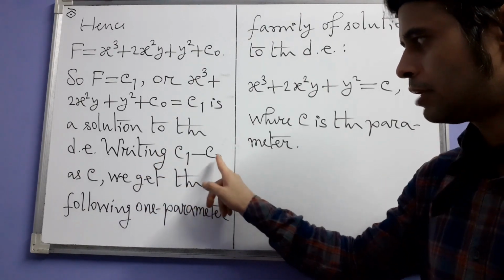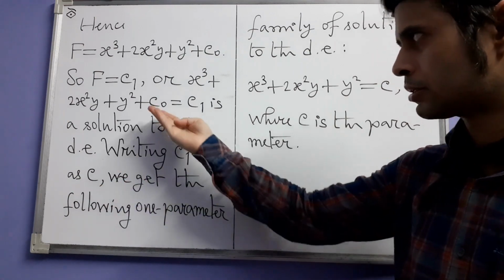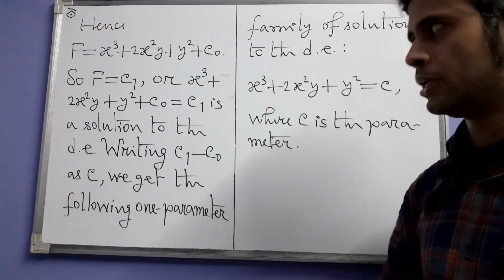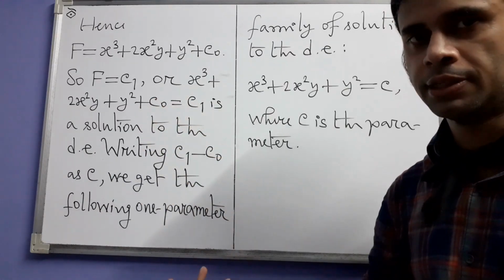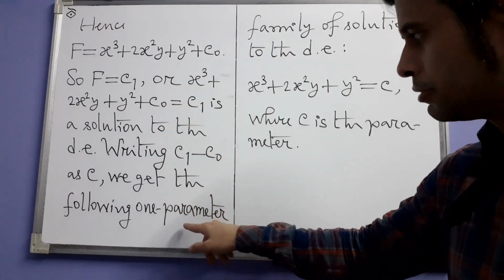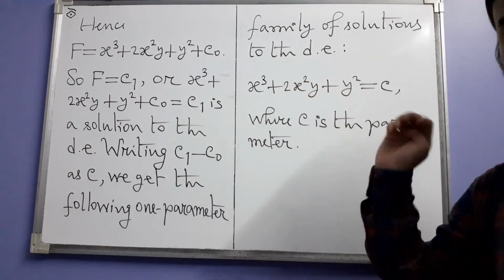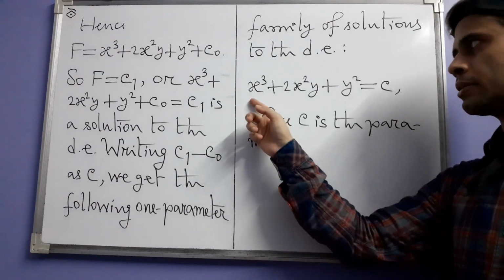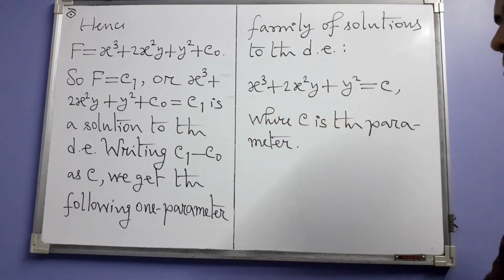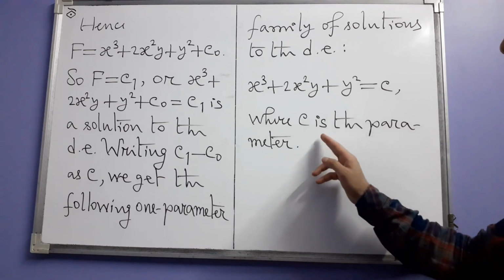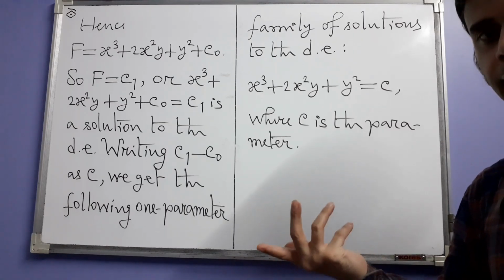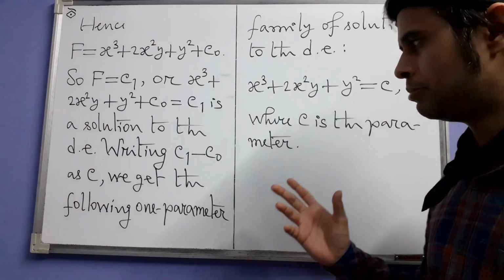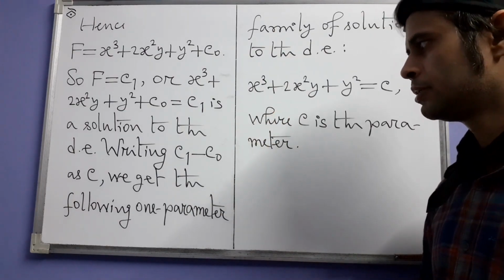So writing c1 minus c0 as c, because if you subtract c0 from both sides, on the right side you will get c1 minus c0 and the left side will not have c0 anymore. You get this one parameter family of solutions to the differential equation. x cube plus 2x square y plus y square equal to c, where c is the parameter or an arbitrary constant actually. And finally, the author makes a remark about this entire thing.